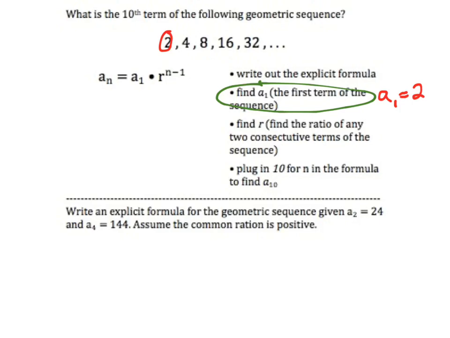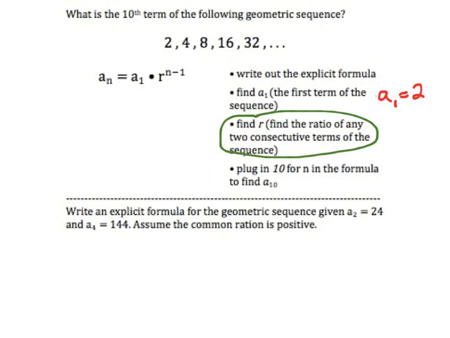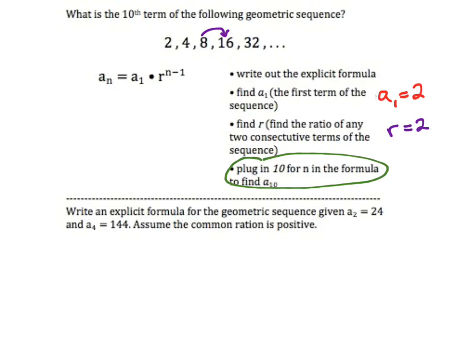And we're going to plug that in shortly, but to save space, I'm going to wait on that. We're going to go ahead and find r, the ratio of any two consecutive terms of the sequence. Remember, what that means is we can take this term, divide it by that term, or that term, the 16, divided by 8. Either way, you're going to get your b, or in this case r, of 2. You're multiplying by 2 each time. And now we're going to plug in 10 for n, because we're looking for the 10th term in the formula to find a sub 10.